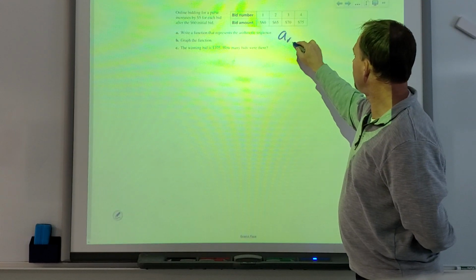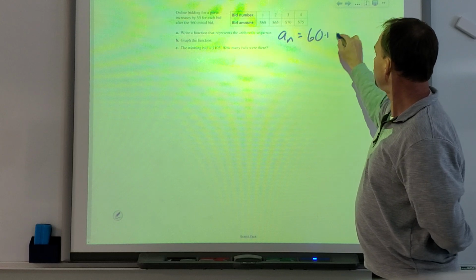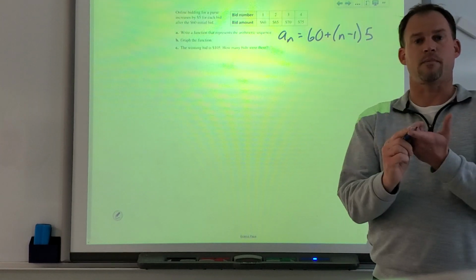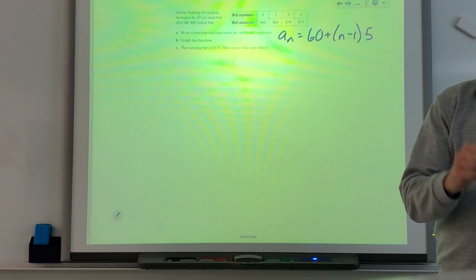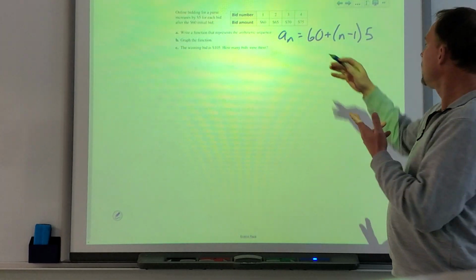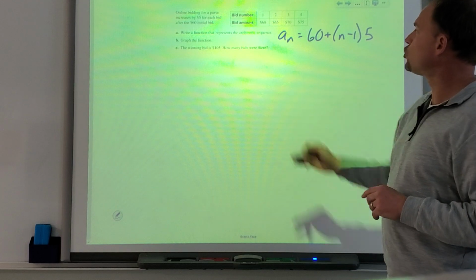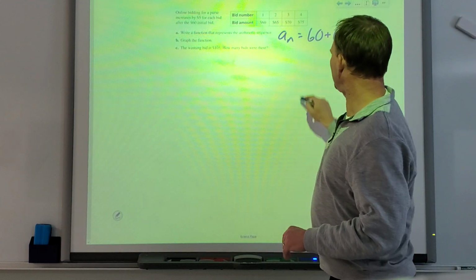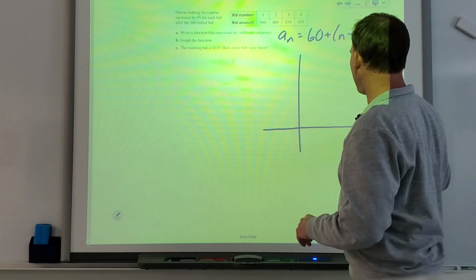I have initial plus n minus 1 times 5. I take my initial value, the start value that it gave me, and I take my common difference, and I go and I write my equation. Graph the function. Well, I've got my chart right here. That won't be too hard to graph.